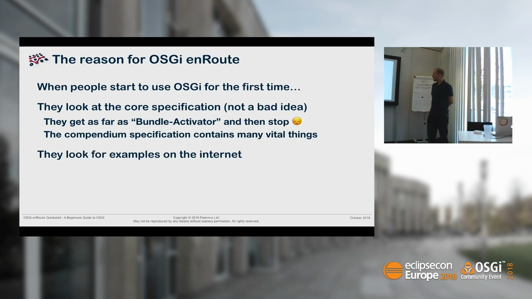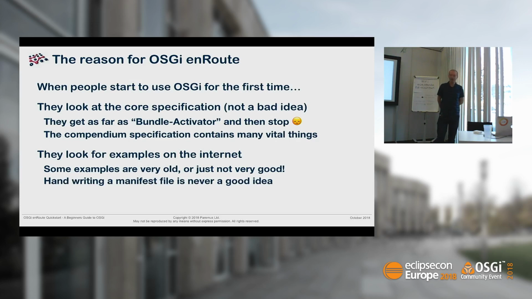They also look for examples on the internet, and the internet is a great place. But the problem is that everything is on the internet, including all of the old stuff and the stuff that was just never very good to start with. And it never goes away, right? There are still examples that you can go to, and they come surprisingly high up the Google rankings, that talk to you about how you handwrite your manifest. If you ever find one of those examples, please stop reading, and ideally, if you can find a way to delete that link from the internet, do it.